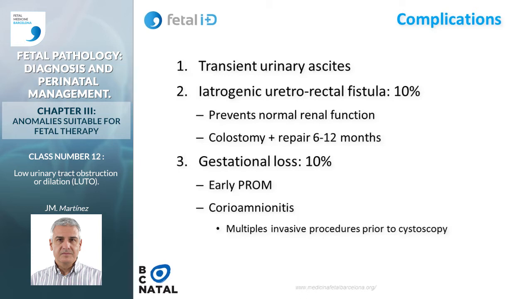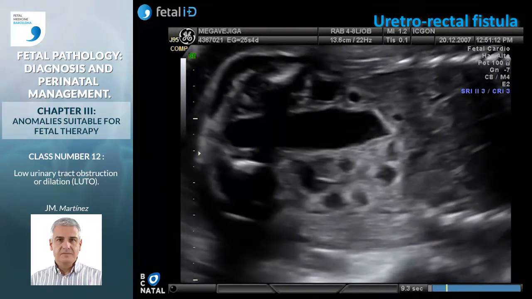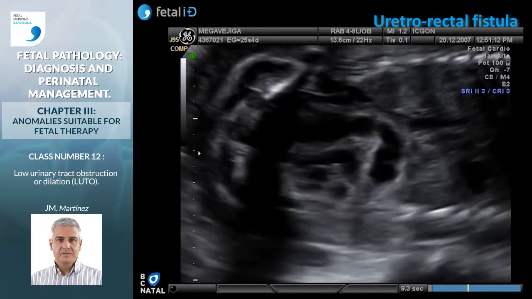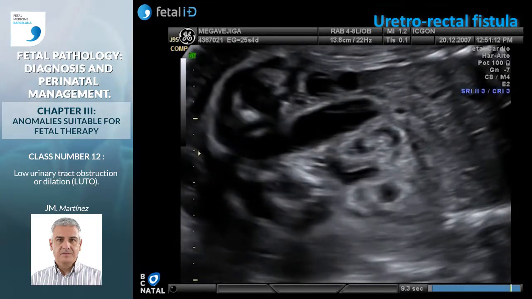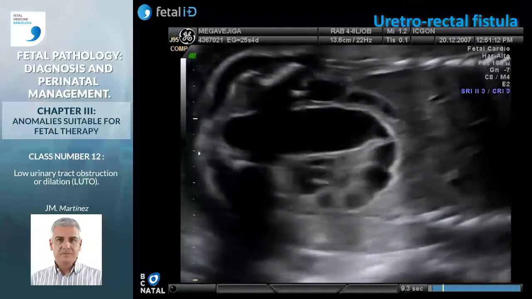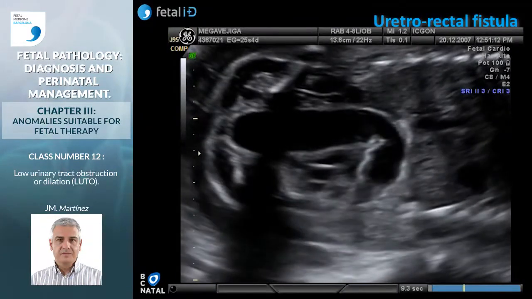So, knowing it's a severe complication because the newborn needs a colostomy for a year, at last the final outcome can be good. And logically, a gestational loss can occur due to premature rupture of membranes or infection, or multiple invasive procedures prior to cystoscopy, and is reported in around 10% of cases. Here in the image we see an ureterorectal fistula. This is the rectum and sigmoid full of urine. That is why it's seen in black. So the urine is passing from the bladder to the rectum and then to the exterior of the body.